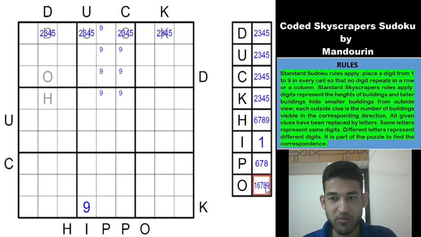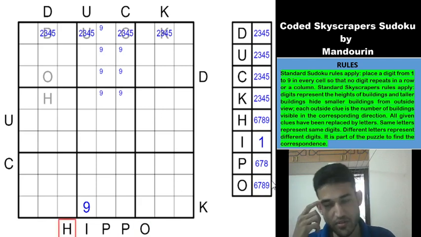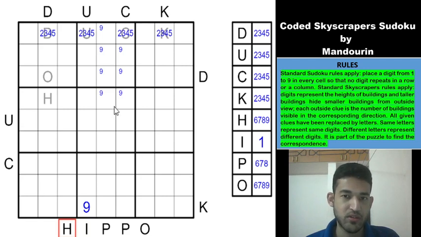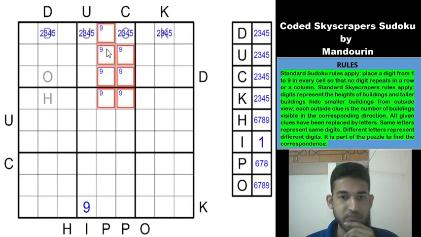So I can eliminate the 1 from H and O. So H and O are 6, 7, 8 and 9. Okay. Can we decipher these clues further?